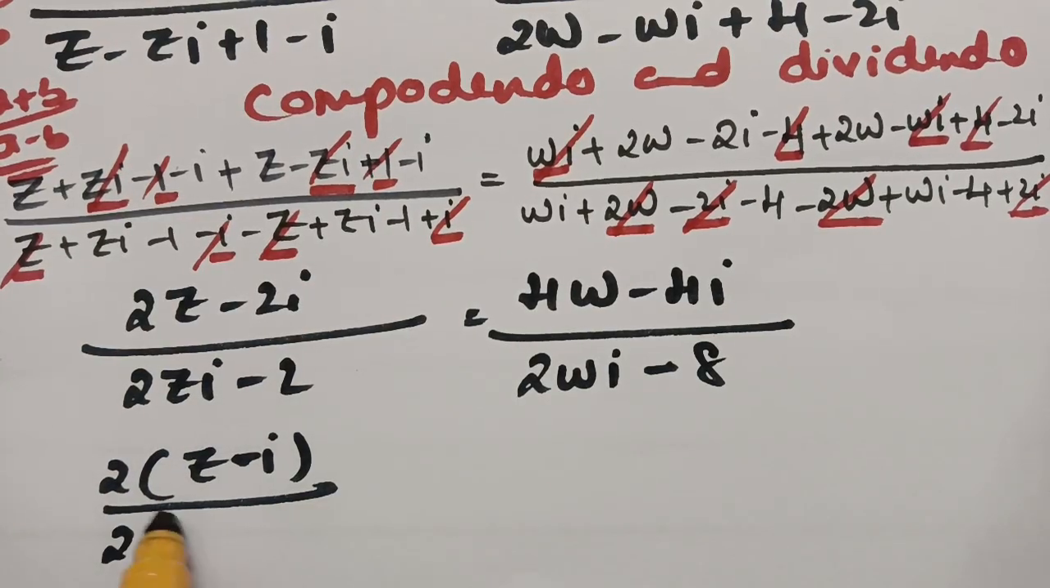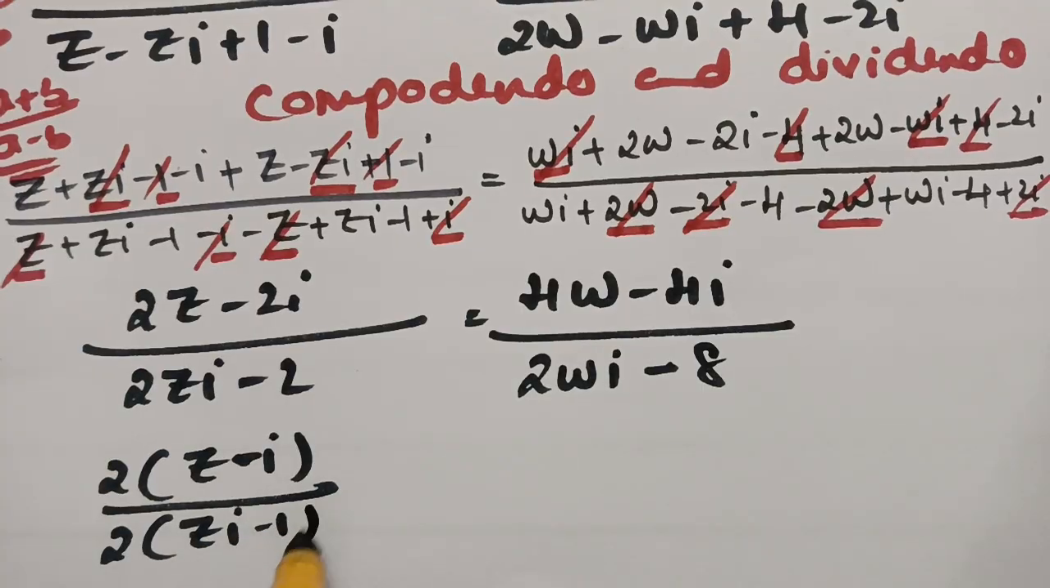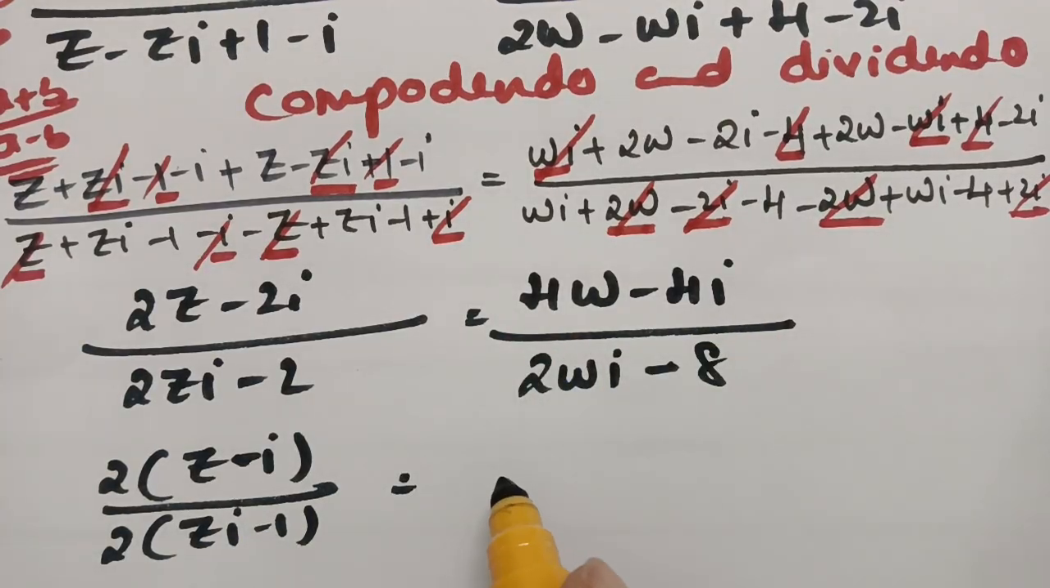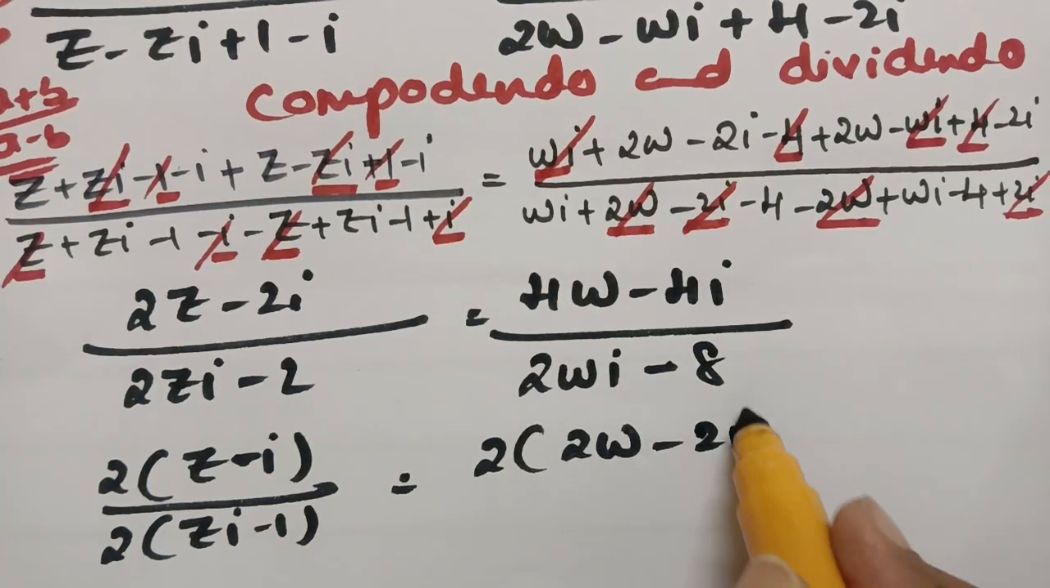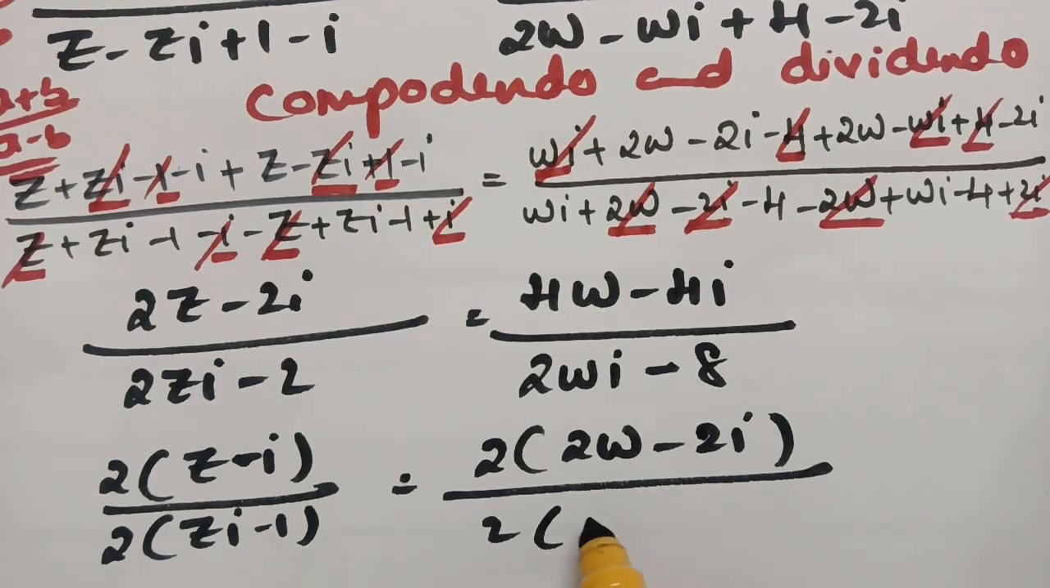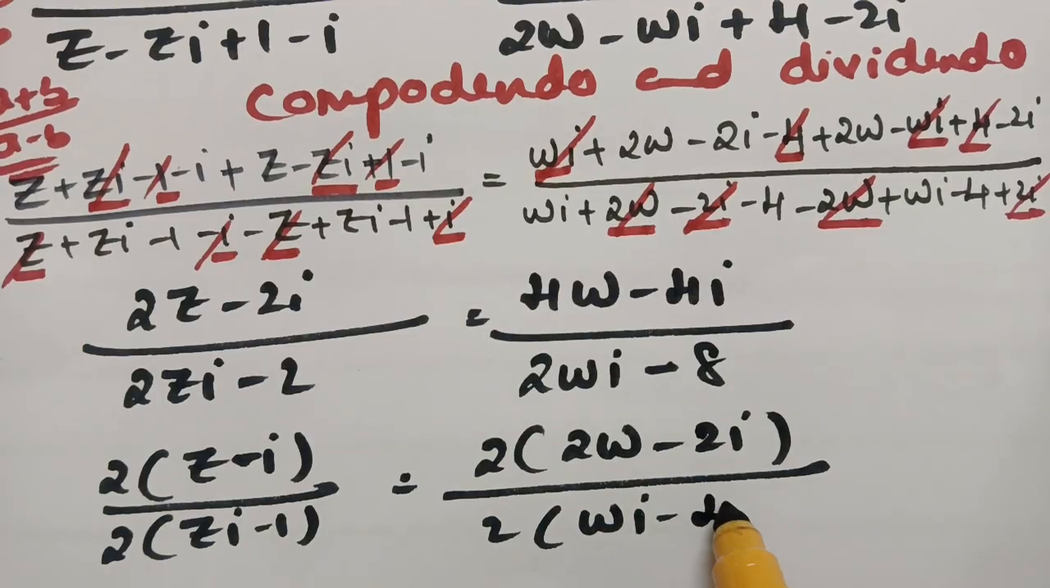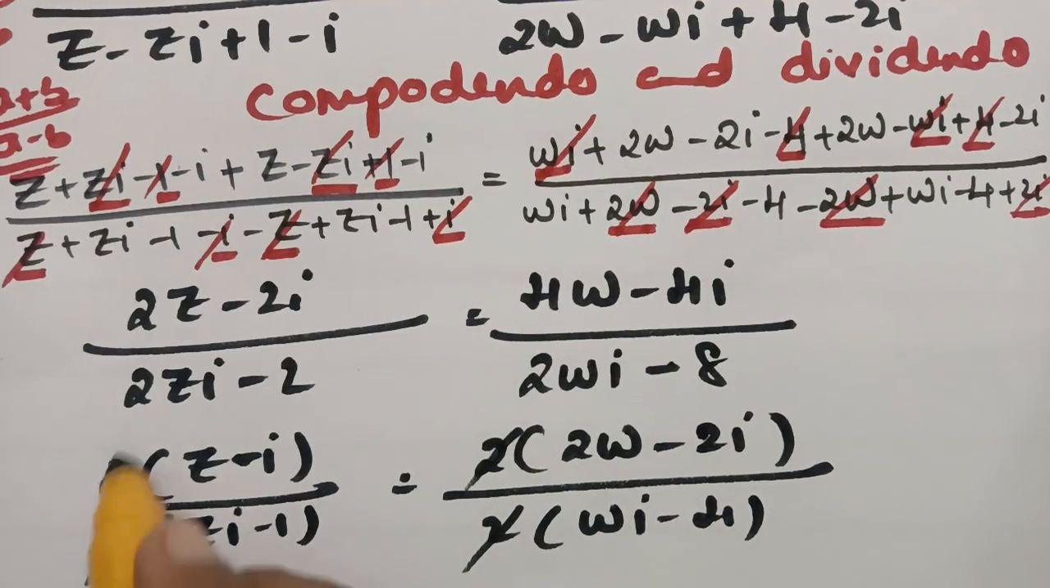So again, if I take 2 common, this will be zi minus 1. So if I take 2 common here, this will be 2w minus 2i. And if I take 2w, this will be wi minus 4. And now I can cancel these two. So here after cancelling, what remains here?